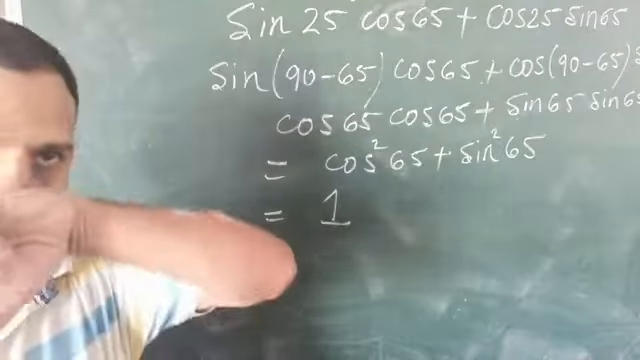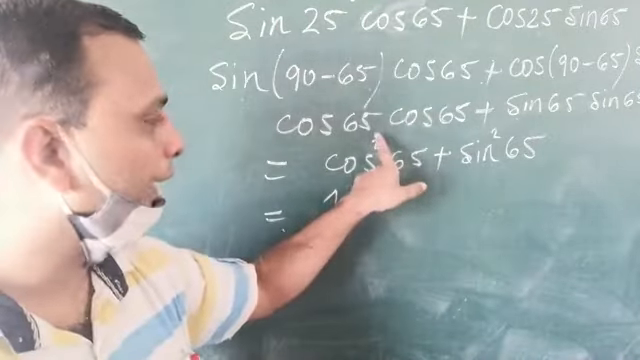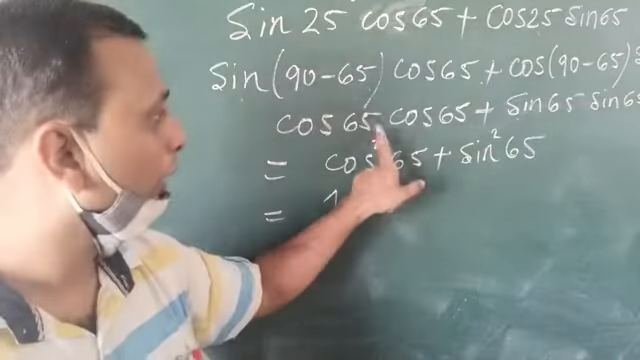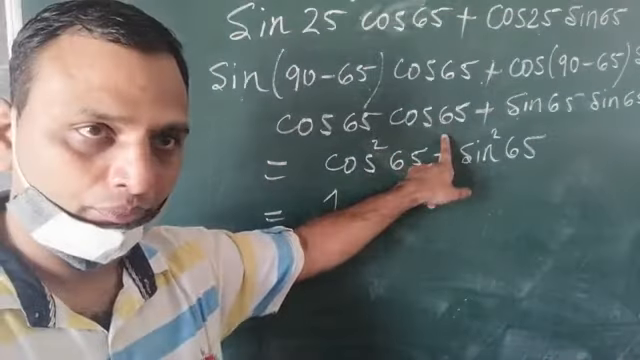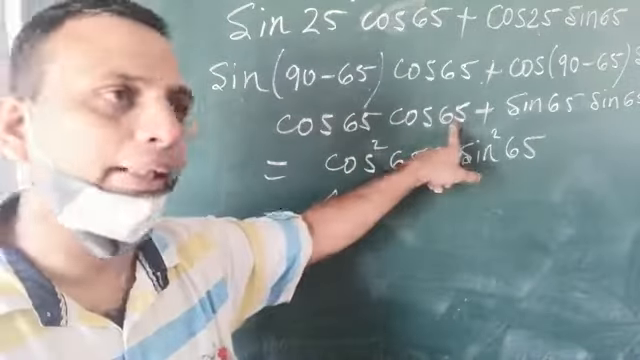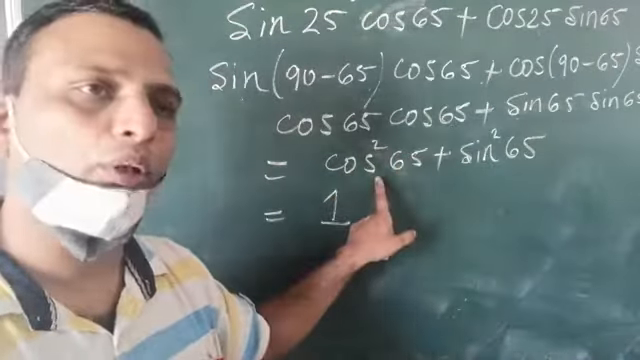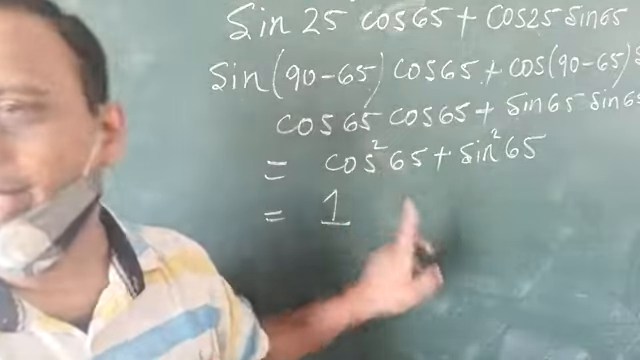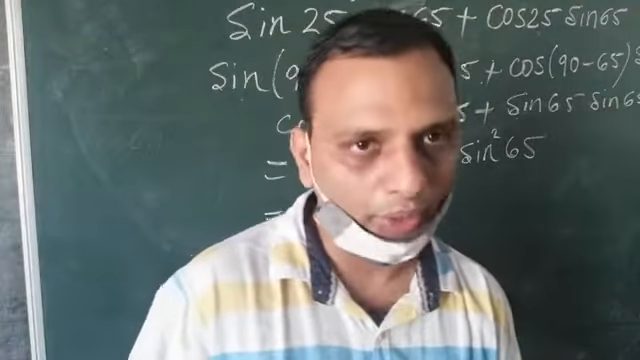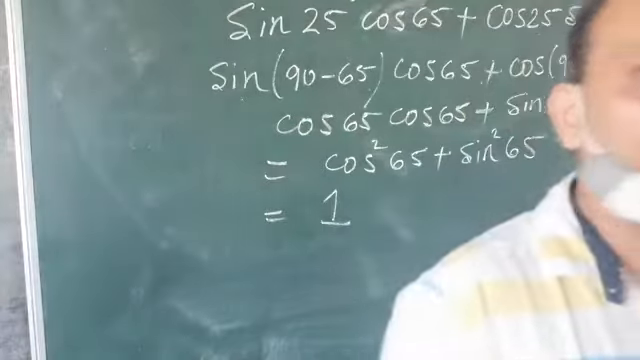Understood? But the more important thing is that you listen carefully because you are going to give the board exam also. These two angles should be the same. What mostly students do is, here 65, here 35, and they do the square also. If the angles are not the same, we can't write in the form of square. Got it? Understood?